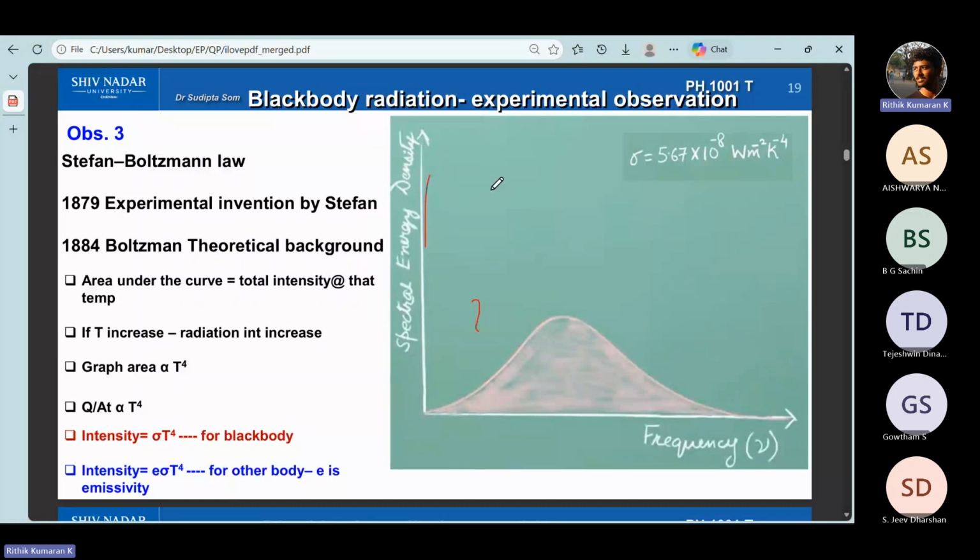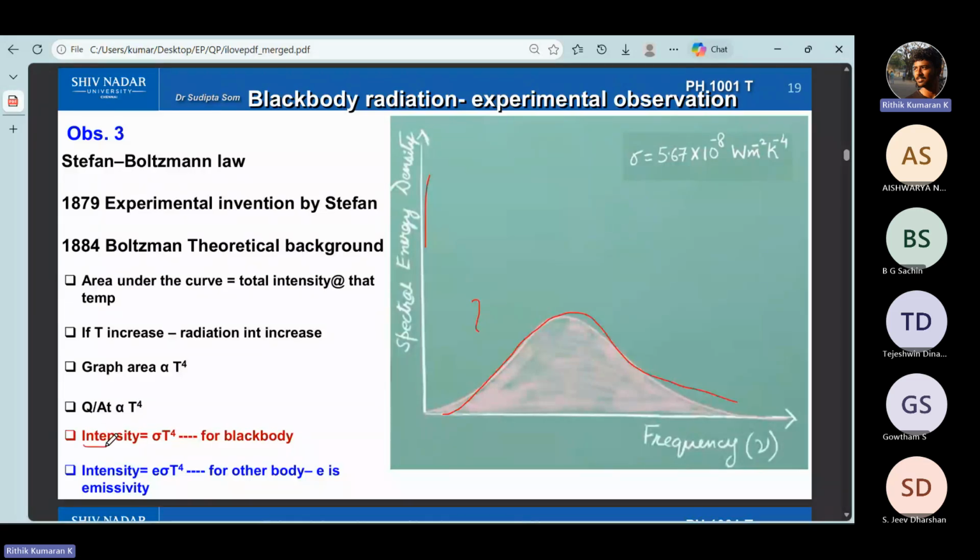What is power by area? Power by area is basically the total intensity, right? So the area under the graph gives you the total intensity at a particular temperature. Next, this whole graph is for a single temperature. Okay, remember that. So what does Stefan-Boltzmann's law state?